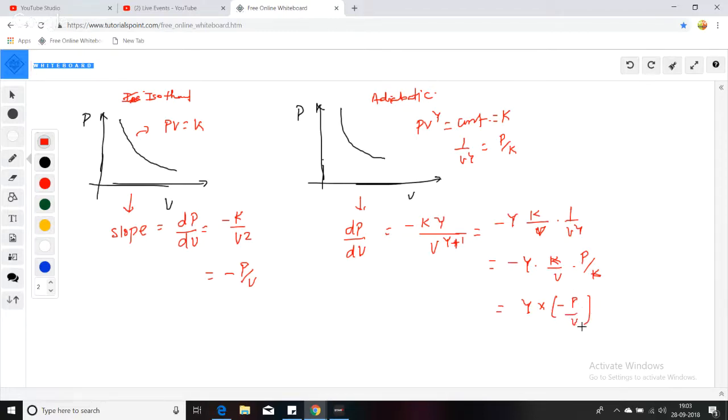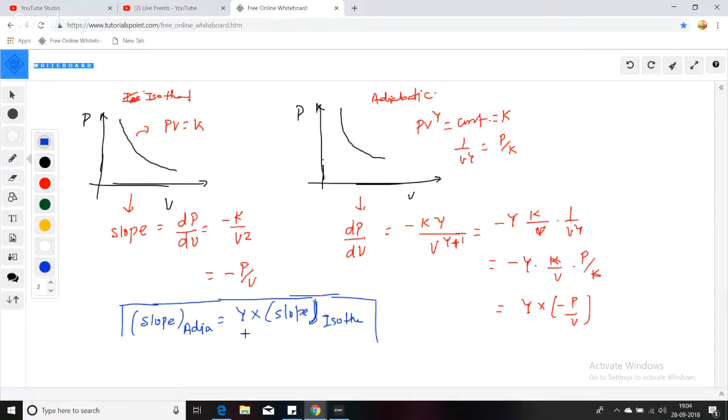We get gamma into minus of P by V. This minus P by V is the slope in the isothermal process. So when I equate the expressions, we get that the slope in the adiabatic process is equal to gamma times the slope in the isothermal process. Is it clear? Slope in adiabatic process equals gamma times slope in isothermal process.